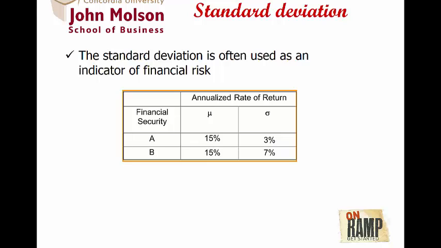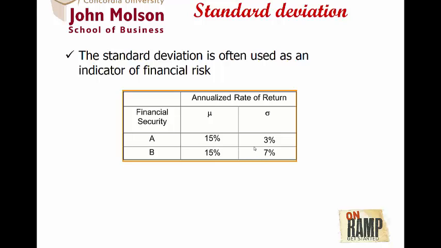But if financial security B also has the same annualized rate of return, but a bigger standard deviation, that means the peak will be bigger. It could go higher and it could go much lower. Just take 15% plus 1 standard deviation, now we are at 22%. Nice return, but it could be under, 15% minus 7%. It could be down to 8%.